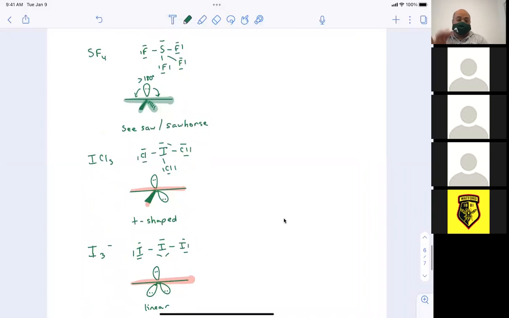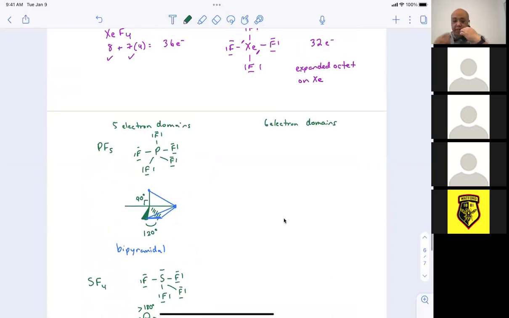Questions about those shapes before we go on to 6? Okay. 6.